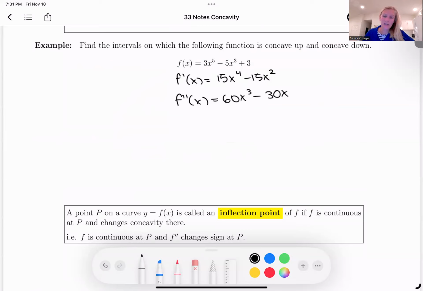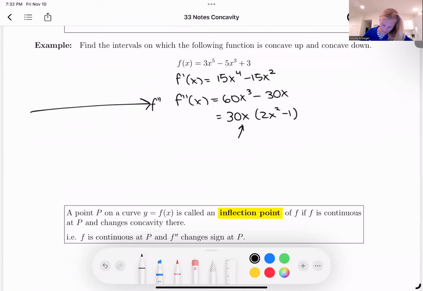We're going to do a sign chart for the second derivative now, just like we did sign charts for the first derivative before. So make sure you label your sign chart. This is why I said we needed to label our sign charts before, because now we're going to have sign charts for both f prime and f double prime. And so we need to find where the second derivative is 0 or does not exist. Let's factor out a 30x here. So we'll have 2x squared minus 1.